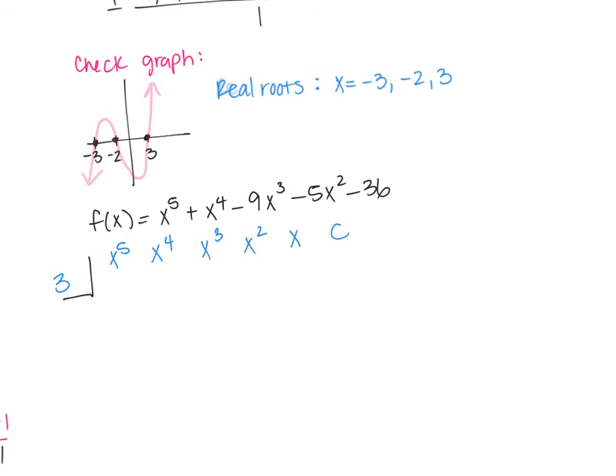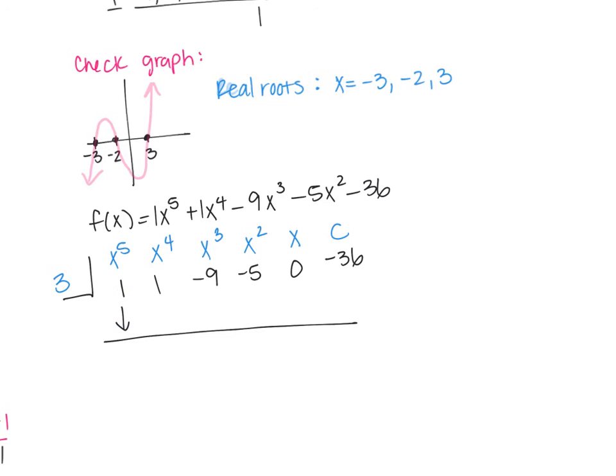Okay, so it looks like I'm missing x to the 1st power here, and I'm going to put in my coefficient. So my x to the 5th is a 1, for x to the 4th a 1, a -9 for the 3rd, and then -5, 0 for x to the 1st, and then a -36. So just, you can fast forward this part, but I'm just going to do synthetic division.